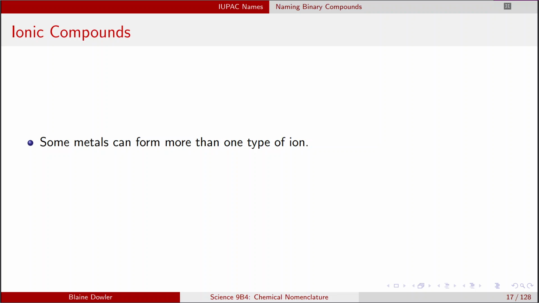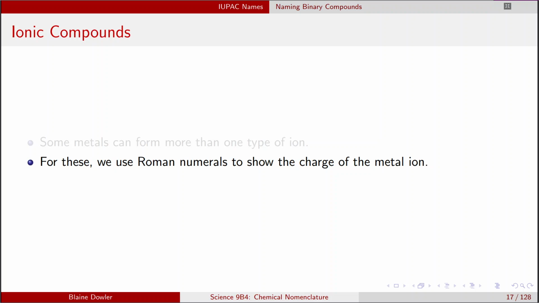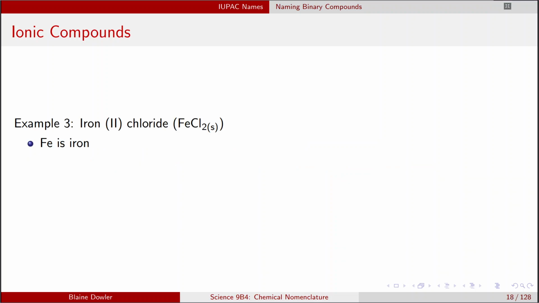Some metals can form more than one type of ion. For these, we use Roman numerals to show the charge of the metal ion. In example 3, iron 2 chloride. That tells us that iron will have a 2+ charge. That's what that Roman numeral 2 means.